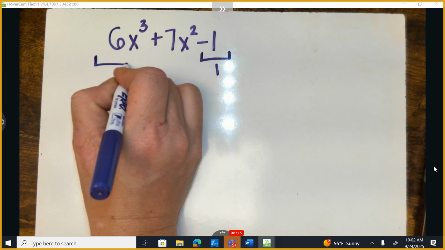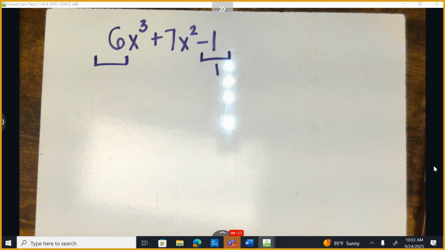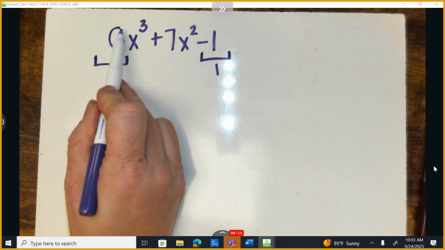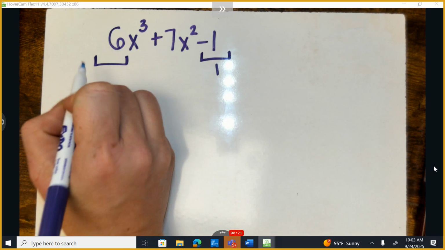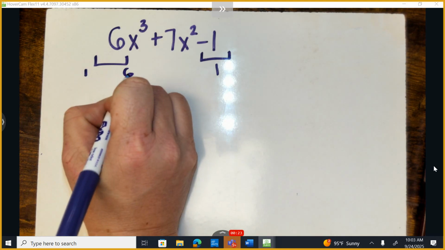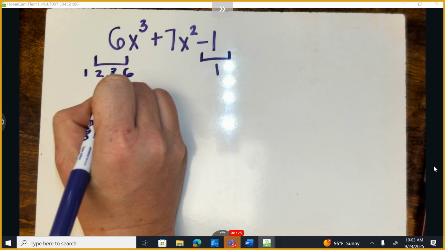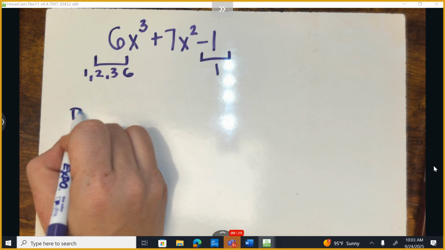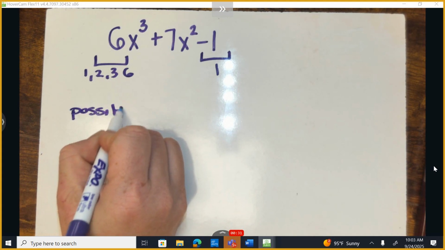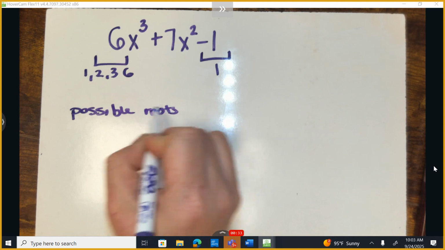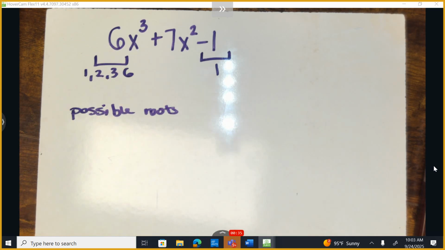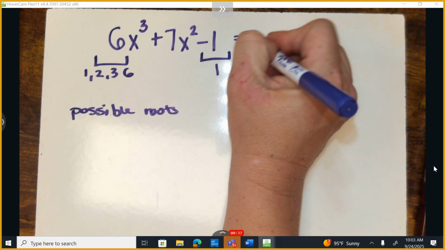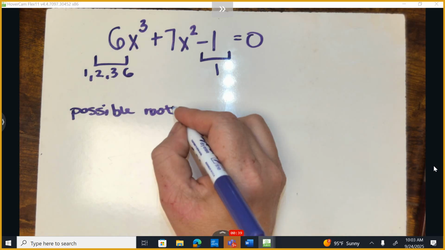Now what differs from lesson 4 to lesson 5 is next we need to identify the factors of the leading coefficient. The factors of 6 would be 1, 6, 2, and 3. Now we're going to list down the possible roots. These are the possible solutions. So everything I write down is not necessarily a solution to this polynomial equation, but these are the possibilities.